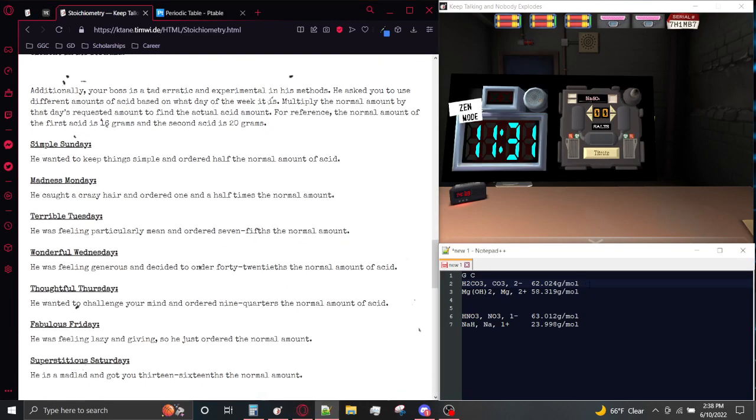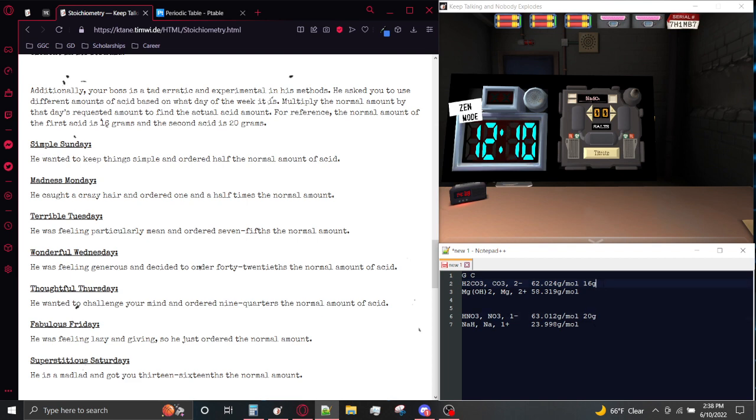So we have the molar masses. Next, we're going to need to get the amounts of acids that we have in grams. Based on the day of the week, we're going to do a modification, but the normal amount of acid that we have is 16 grams for the first one, and 20 grams for the second. It is currently Friday for me, which just so happens to be the easiest. Your boss was feeling lazy and giving, so he just ordered the normal amount. Which means that we're going to be dealing with 16 grams of our first acid and 20 grams of our second.